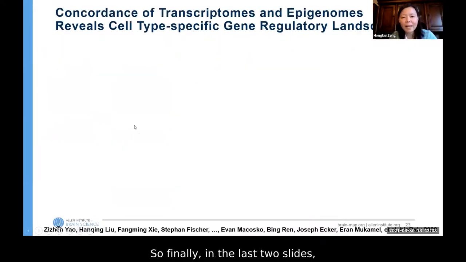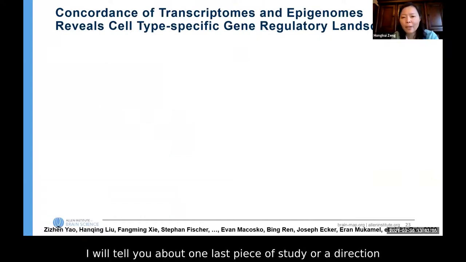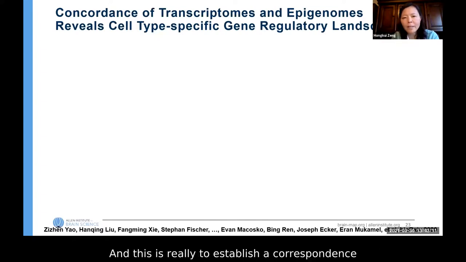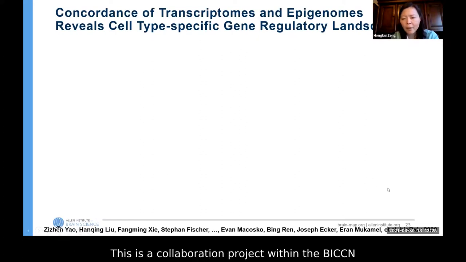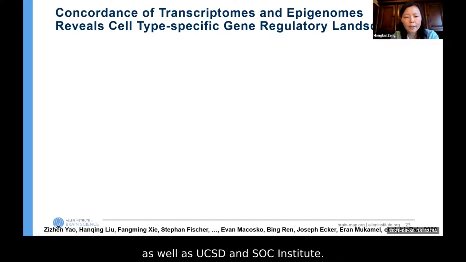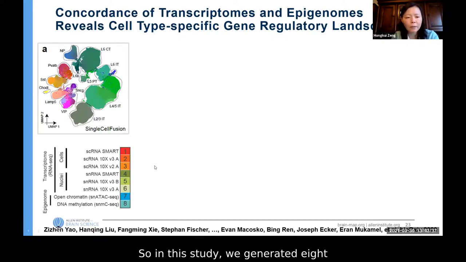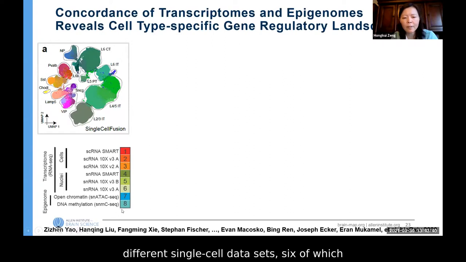So finally, in the last 2 slides, I will tell you about one last direction that we are going. This is really to establish a correspondence between single-cell transcriptomics and single-cell epigenomics, and from there to try to understand the cell type specific gene regulatory landscape. This is a collaboration project within the BICCN with several groups at the Broad Institute, as well as UCSD and Salk Institute.